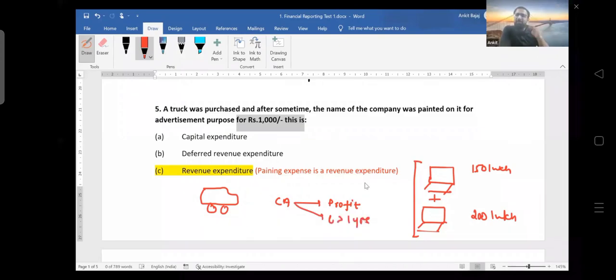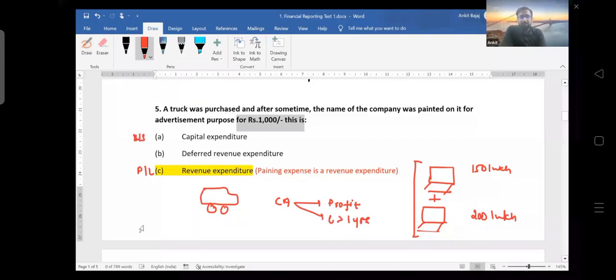So here, if you're doing painting work on trucks, that is not a capital expenditure, so that should be transferred into the P&L account. Capital expenditure we transfer into the balance sheet, and revenue expenditure we will be transferring into the P&L account, right?